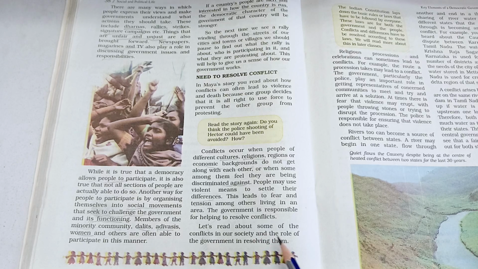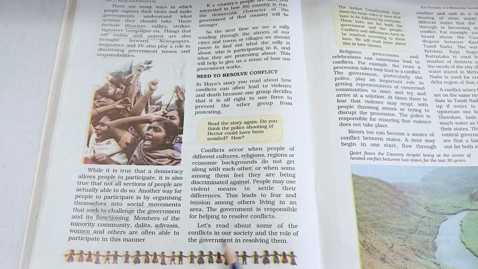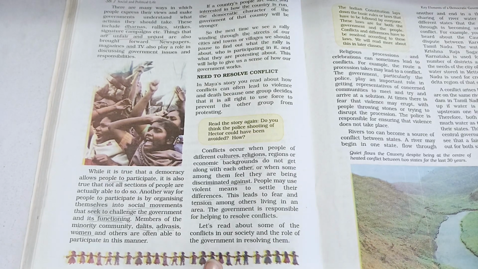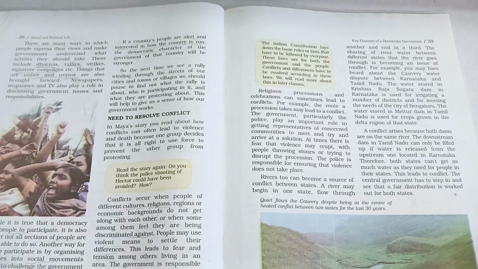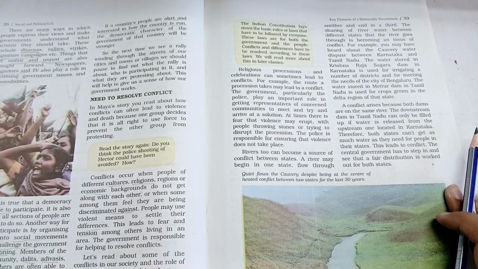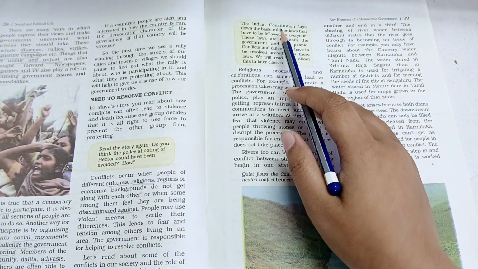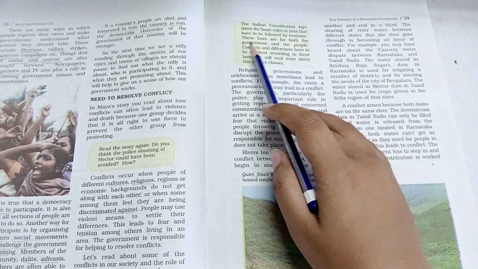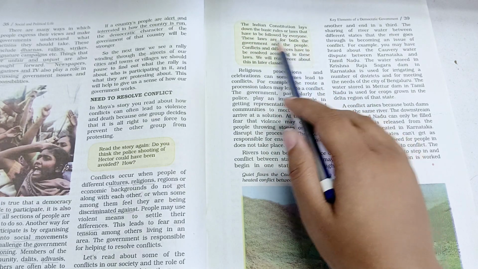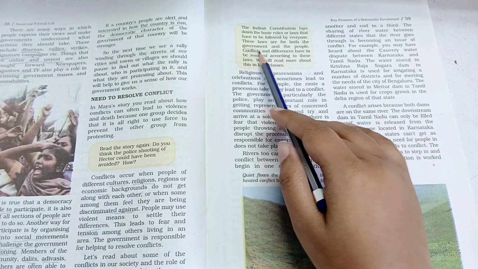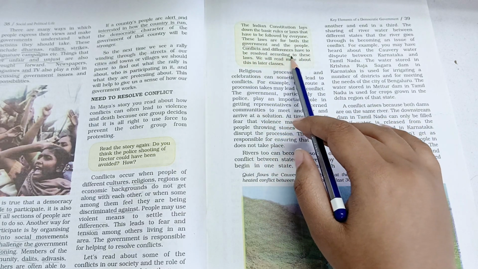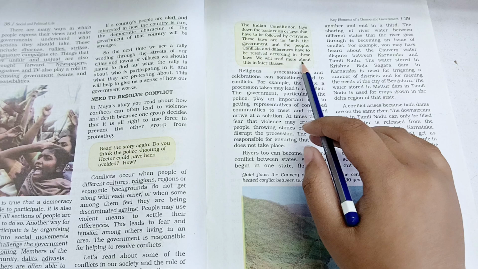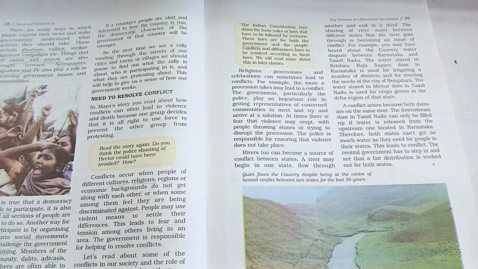Let's read about some of the conflicts in our society and the role of the government in resolving them. The Indian Constitution lays down the basic rules or laws that have to be followed by everyone. These laws are for both the government and the people. Conflicts and differences have to be resolved according to these laws. We'll read more about this in later classes.